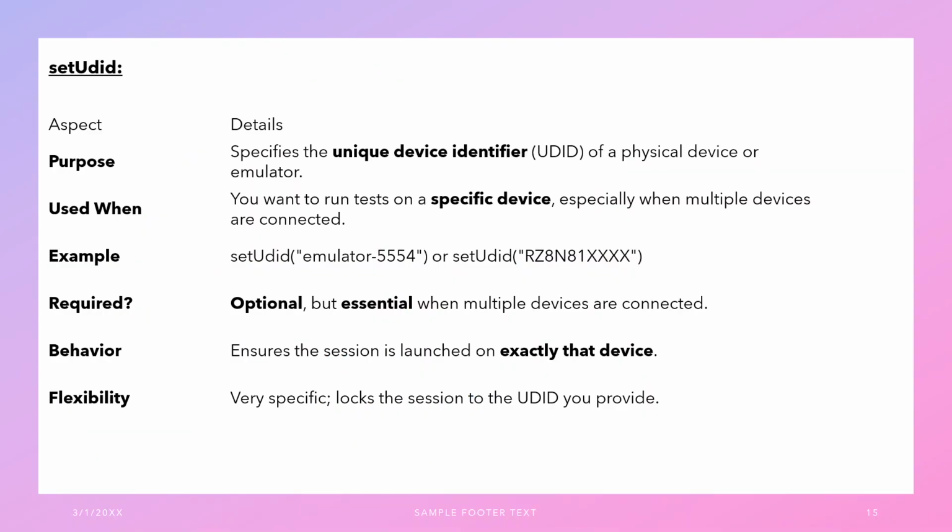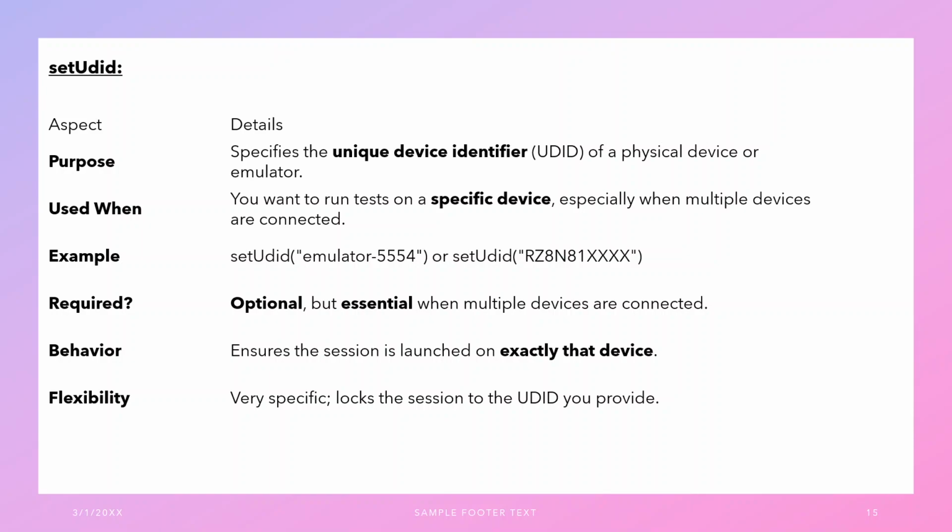So come back to the PPT here. Is it required? No, it is optional, but essential when multiple devices are connected. That is parallel mode. How does it behave? It ensures the session is launched on exactly that device. Suppose I have opened 5 devices, physical devices or emulators. I want to target a specific device, then run the adb devices command, get the UDID and give this in the capability. It will target that specific mobile device only. That is the use of this one.